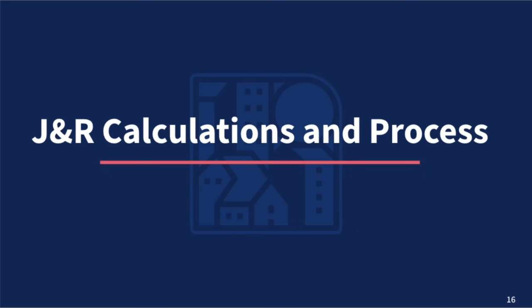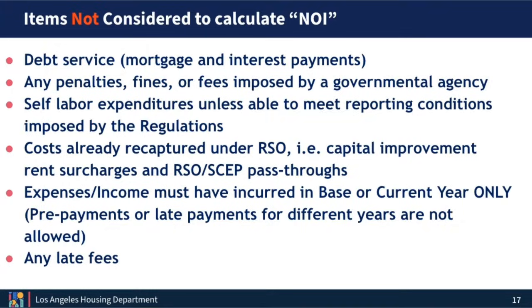J&R calculations and process. Items not considered to calculate net operating income. Debt service, mortgage and interest payments. Any penalties, fines, or fees imposed by a governmental agency. Self-labor expenditures, unless able to meet reporting conditions imposed by the regulations. Costs already recaptured under RSO. Capital rental surcharges and RSO SCEP pass-throughs.